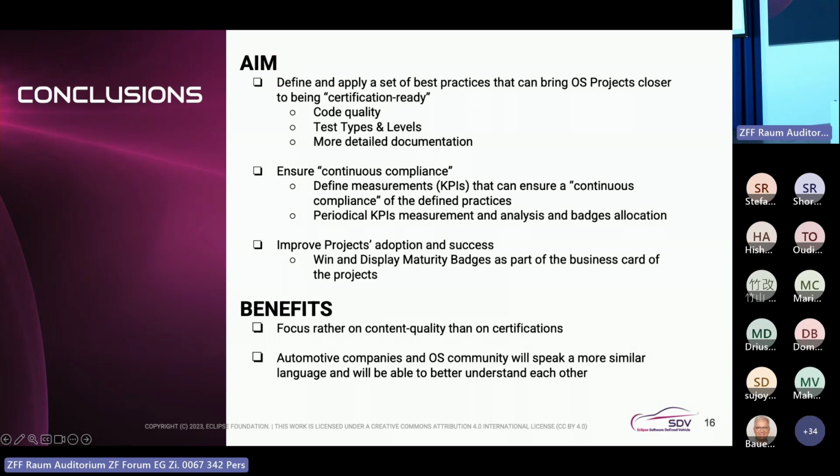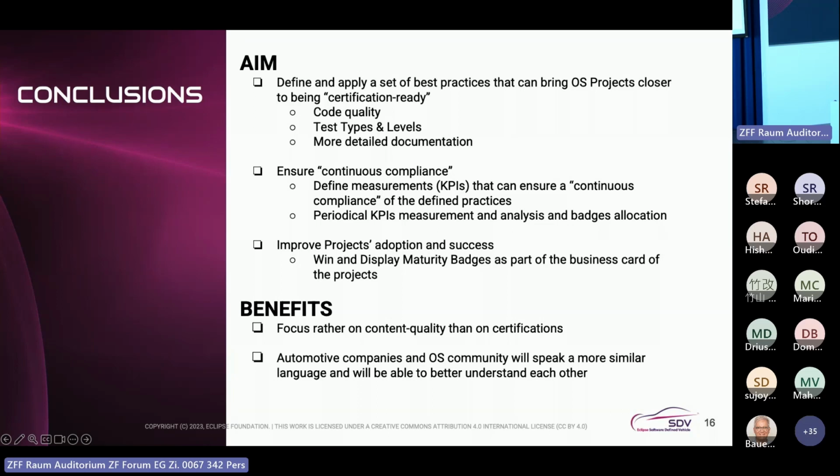And as conclusions, what we aim for, again, is to define and apply, because obviously the definition without appliance doesn't make sense, a set of best practices that can bring our OS projects closer to being certification ready. So as you heard Daniel speaking before, automotive grade, I'm going to underline, we are not going to certify the projects, but bringing them closer to being certification ready, that is our aim. And obviously we need your support on that.